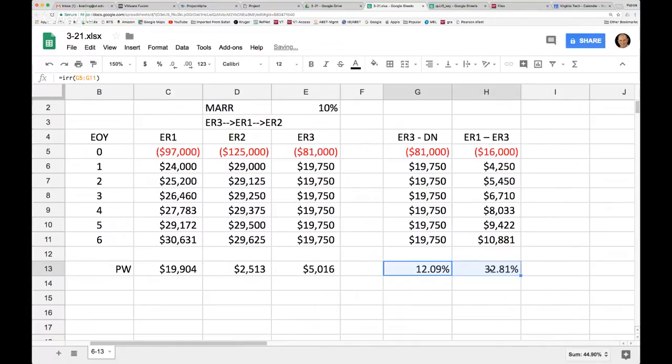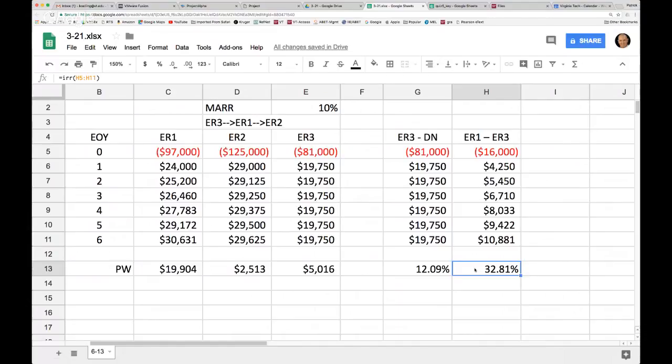Wow, 33%. So remember, we're not comparing 33% to 12%. We are not doing that. We're comparing 33% to the MAR of 10%. That's the only comparison we make each and every time. Greater than the MAR, so ER1 has, that's a big rate of return. ER1 has thrown ER3 down. ER3 is running home crying. ER3 is done. ER1 is the champion. ER1 is currently the king of the hill.